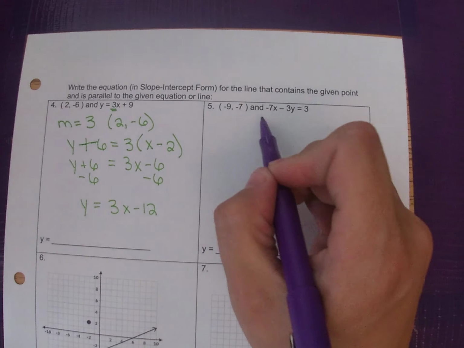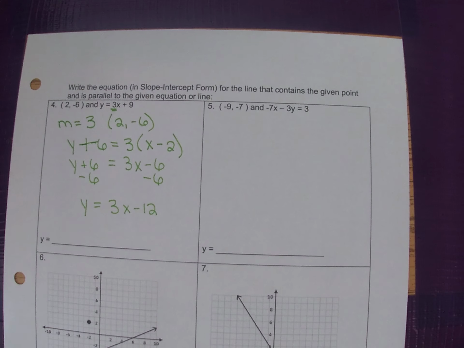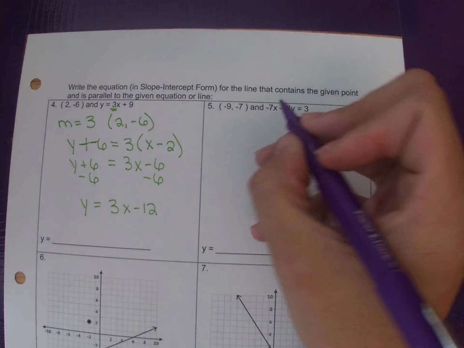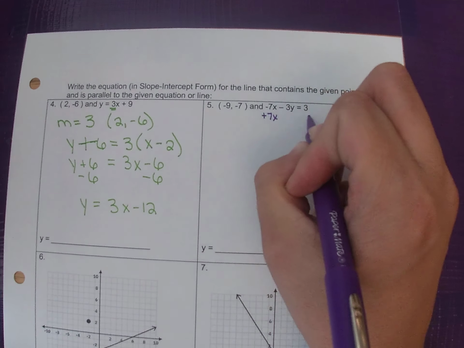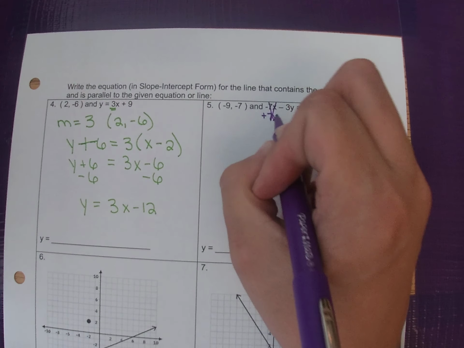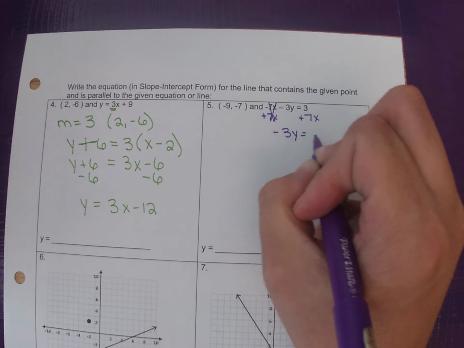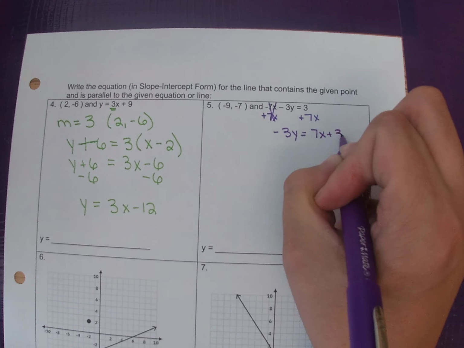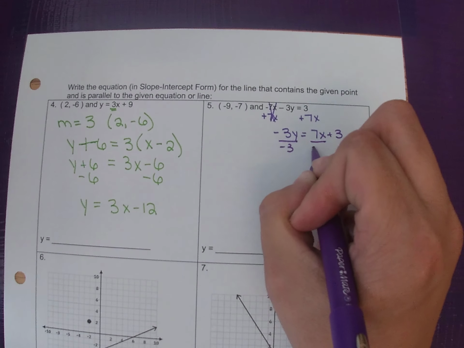Now, if I look at this next one, this can be a little bit frustrating because I'm not given the slope, which means I have to find the slope. And to find that slope, I am going to have to solve this for y, right? So I'm going to move my x over. Now be careful, that's a -3y. And then I'm going to divide by -3.